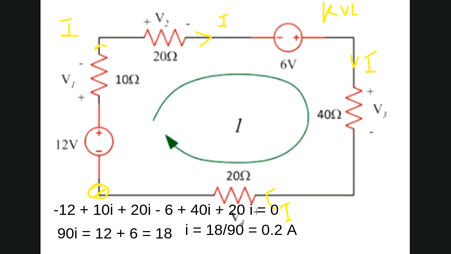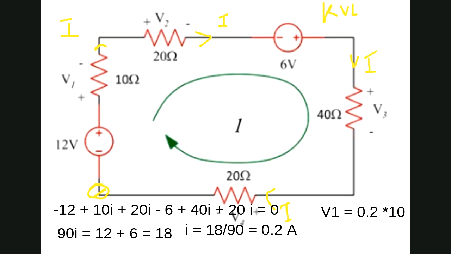0.2 ampere. Fine. So what will happen? Now you can calculate V1. What will be the value of V1? V1 is V equals IR. I is 0.2 into 10 equals 2 volt. Okay, good. So very simple.